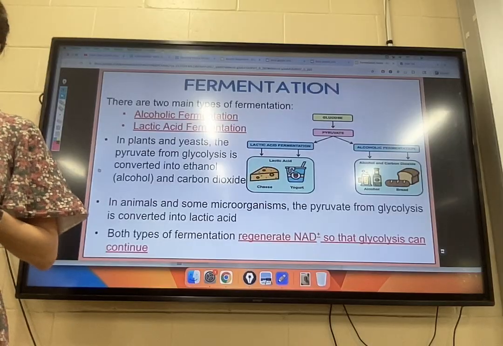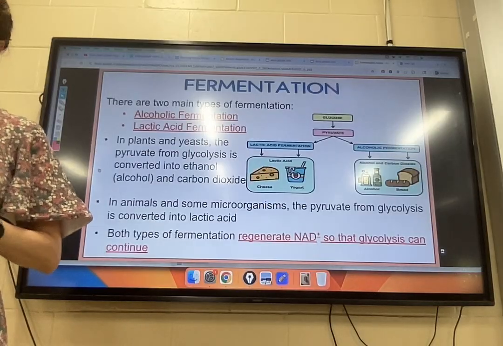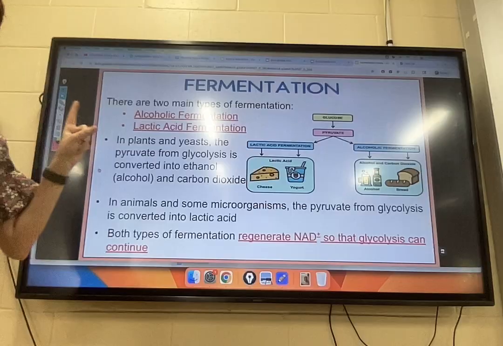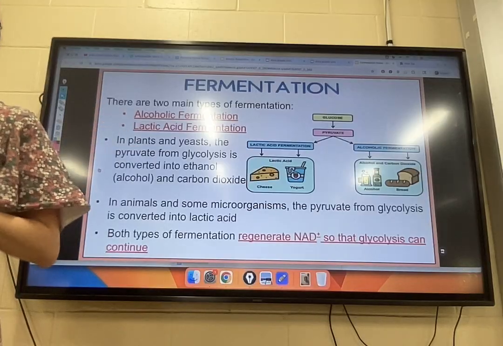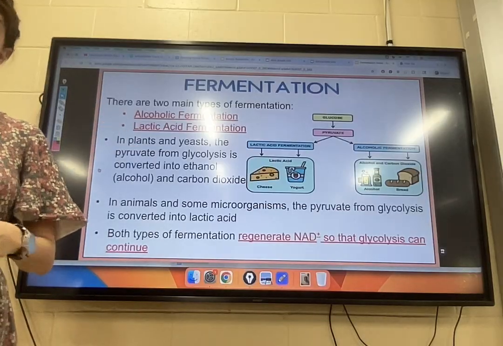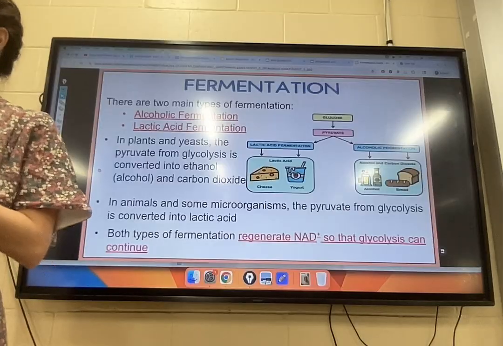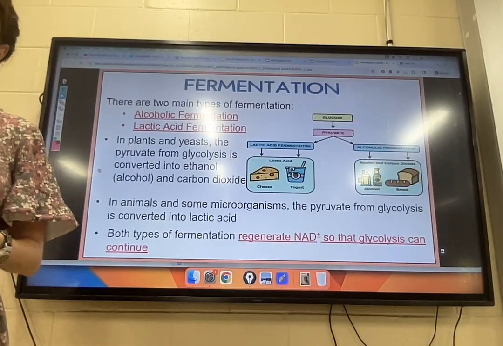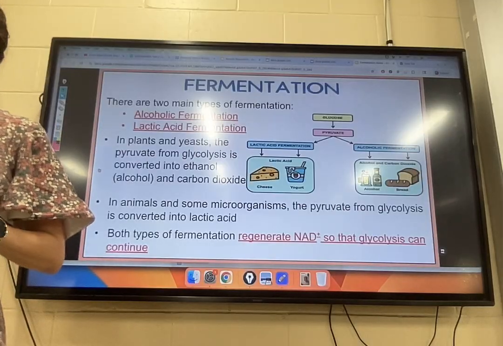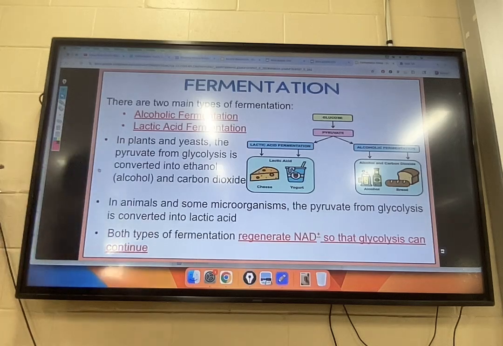Depending on what kind of organism you are, depending on what kind of enzymes you have, you are going to do one of these two types of fermentation. Organisms don't do both. They either do lactic acid fermentation or they do alcoholic fermentation. And it's just purely based on your genetics. What enzymes do you have and how are they breaking down the pyruvic acid that you made?